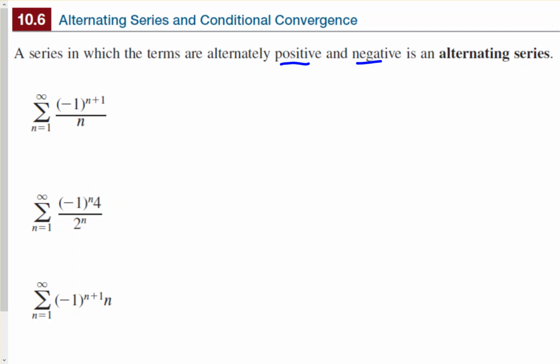For example, the first one, if we start plugging in n equals 1, we have negative 1 squared, which is positive 1 over 1, so we have 1. And if we plug in 2, it's negative 1 over 2, so that's negative 1/2. And then if n is 3, then we have 1 over 3, so that's plus. And you start seeing that the signs will start to alternate. Okay, positive, negative, positive, negative. Okay, let's take a look at the second one.